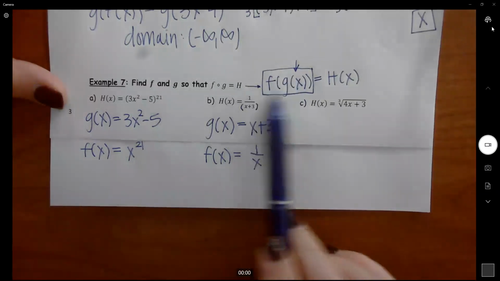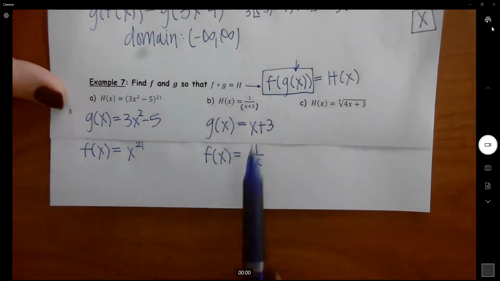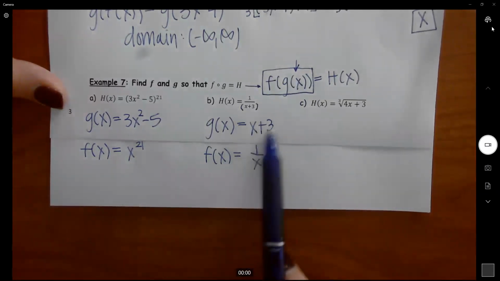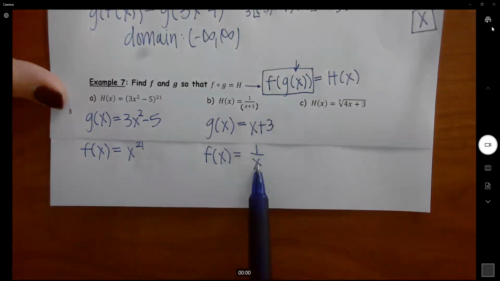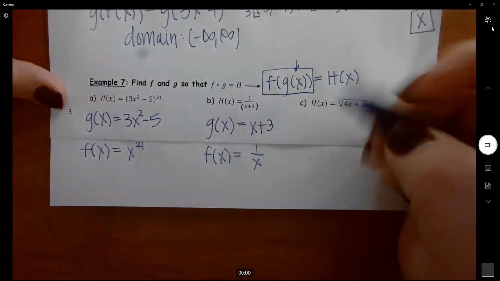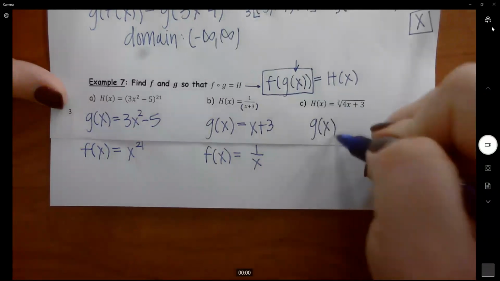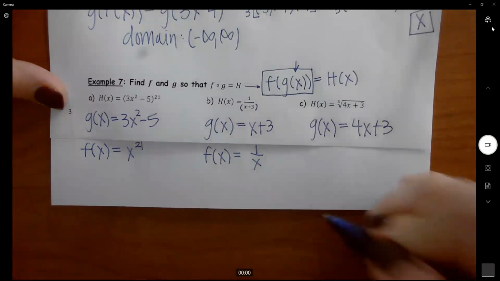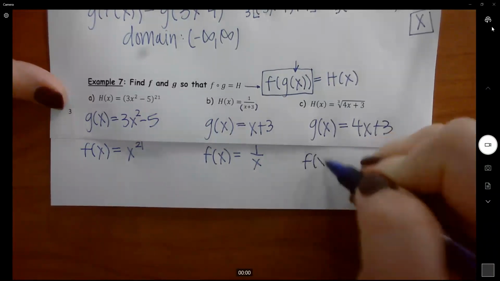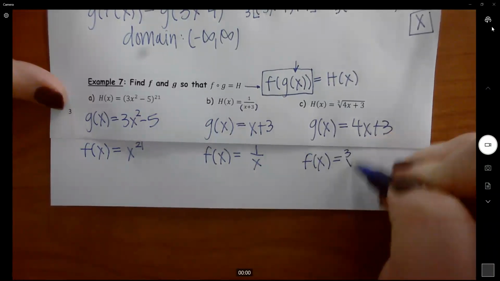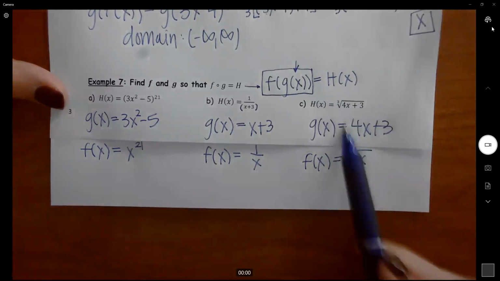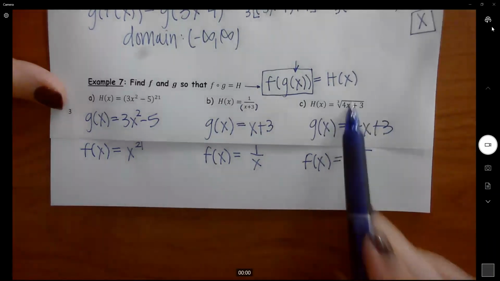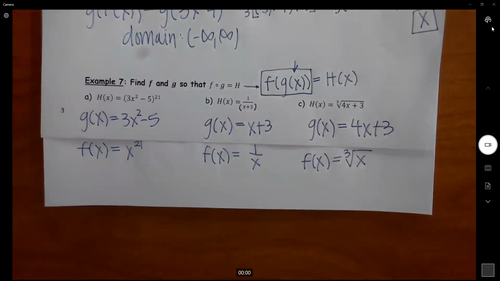So if we were to do this right here, we would take my g of x and substitute it in here for my x. And then g of x here is what's under this radical, which is 4x plus 3, which leads my f of x to be the cubic root of x. You take this and plug it into x, you get to this h of x function. So you're just working backwards.